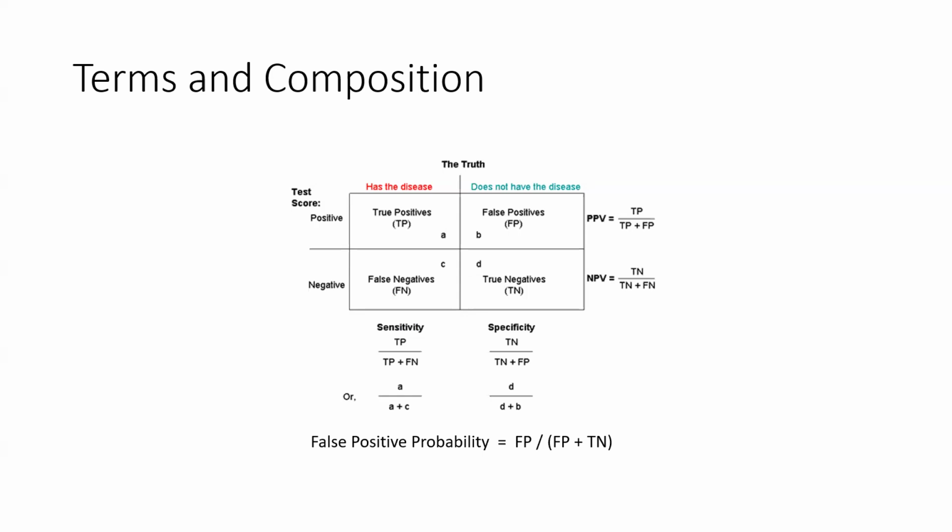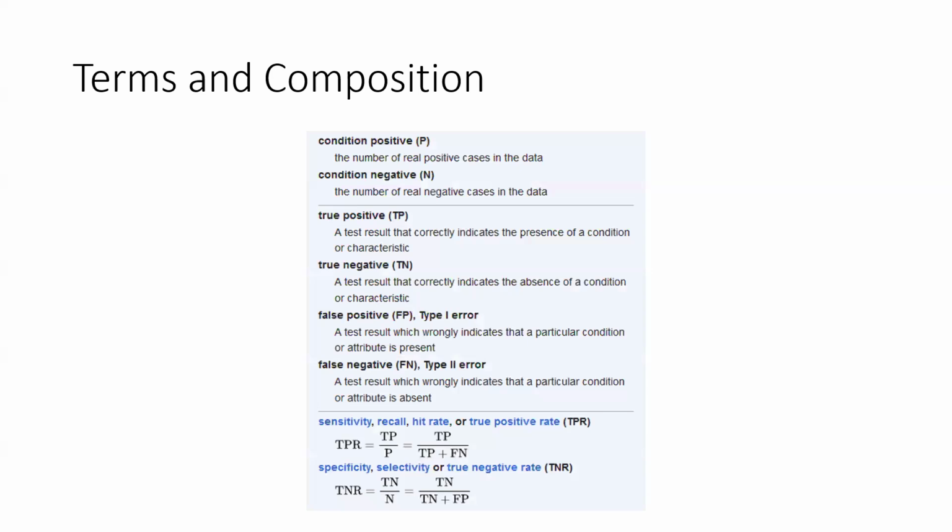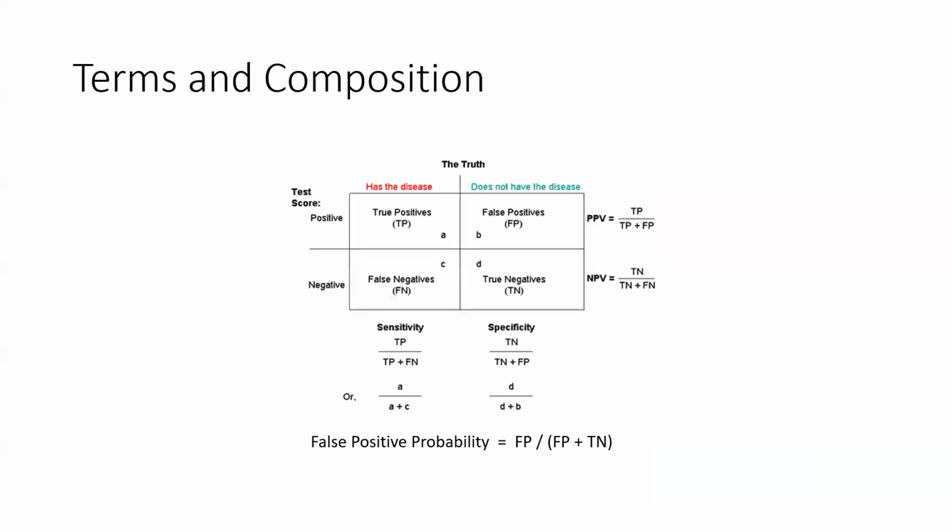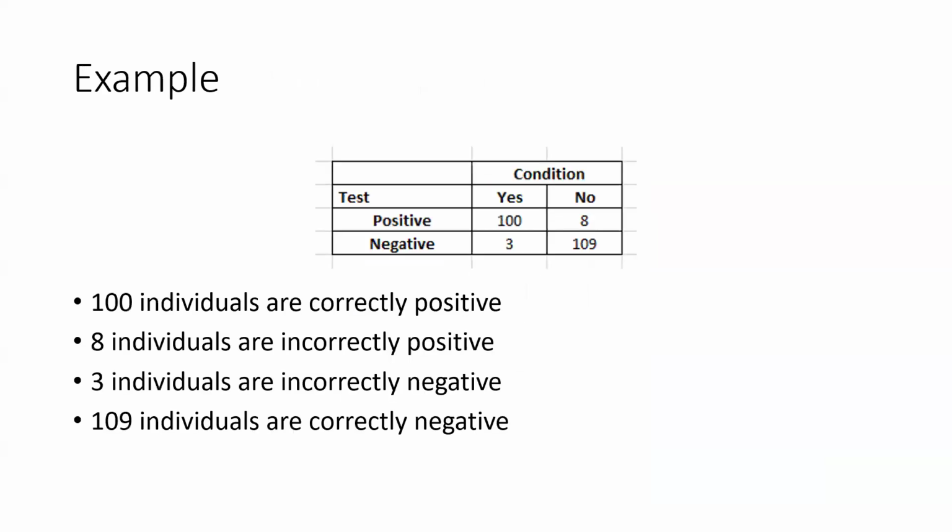But if we're looking to derive any of these values, whether they be the PPV, the NPV, the false positive probability, these are the definition of each, and this is how we would calculate them. And you'd have to make sure that the values are appropriately placed in the contingency table, where the positives are in the upper left-hand cell and the negatives are in the lower right-hand cell.